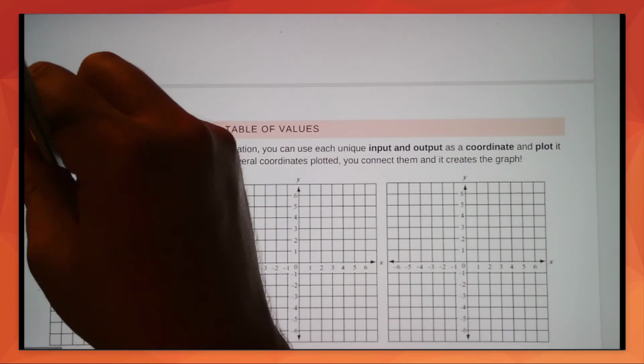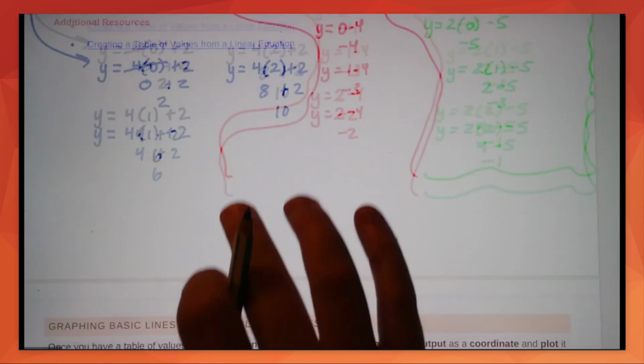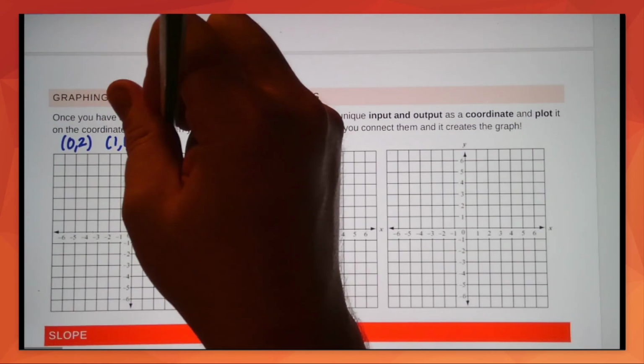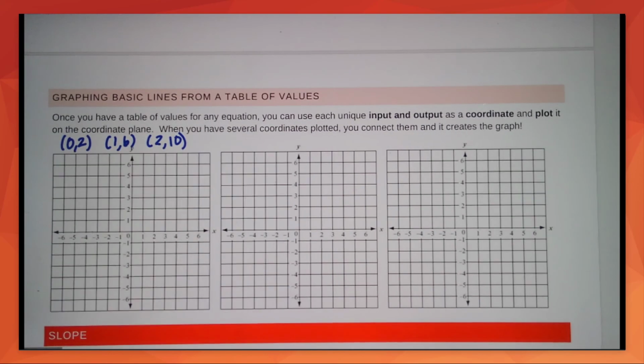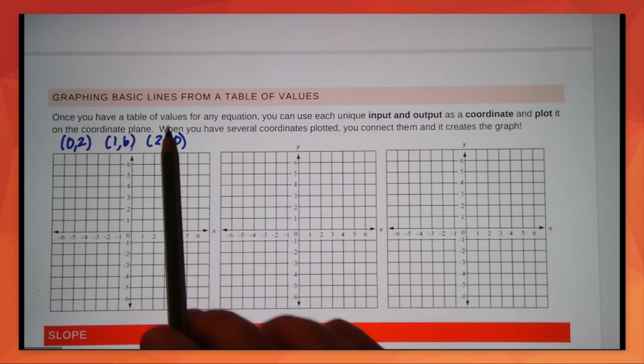Okay, so let's write down what all the points are. 0, 2, 1, 6, and 2, 10. Those are my coordinate points. Those are my pairs that I created that go specifically with this equation. Anytime I plug in 0, I get 2. Anytime I plug in 1, I get 6. Anytime I plug in 2, I get 10.